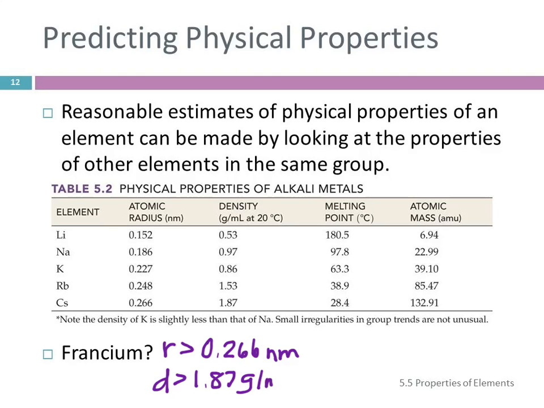What about the melting point? It's going to be less than this, right? Because as we're going here, they're getting smaller. So melting point, less than 28 degrees Celsius. What about the atomic mass? Greater than this, right? So mass greater than that.